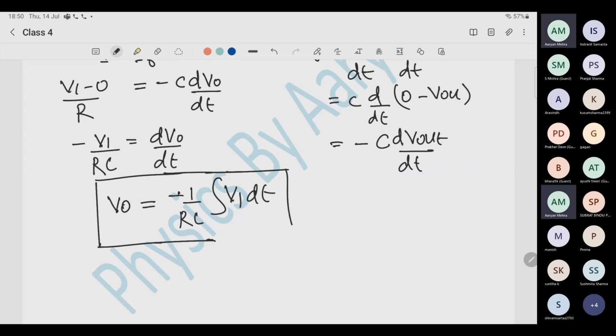So what do I get? I get the integration of the input. So everyone understood how this integrator works?